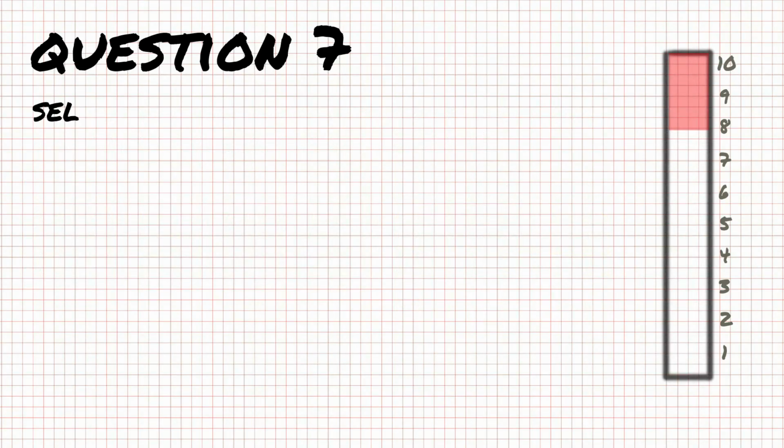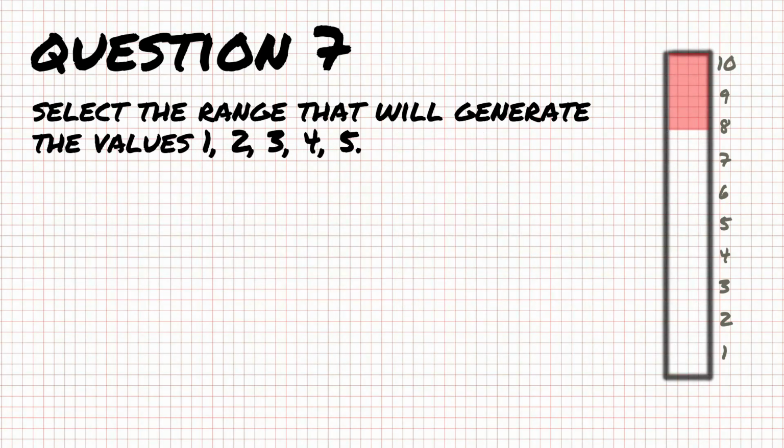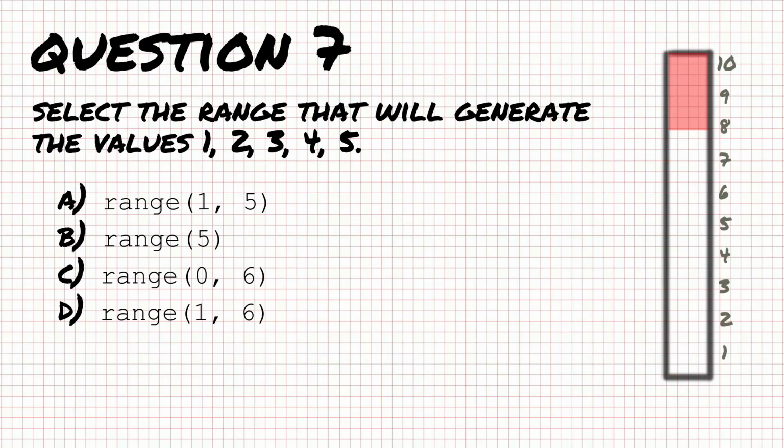Question 7. Select the range that will generate the values 1, 2, 3, 4, and 5. Is it A, range 1, 5, B, range 5, C, range 0, 6, or D, range 1, 6?